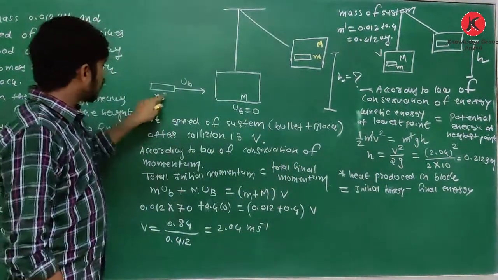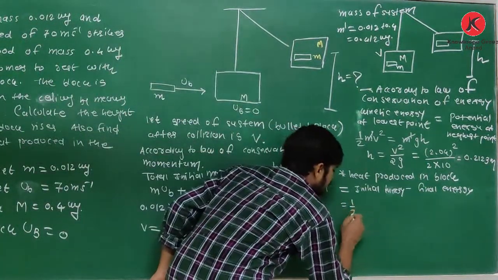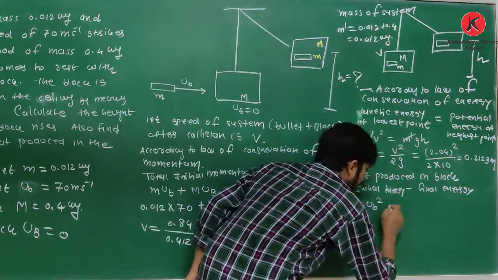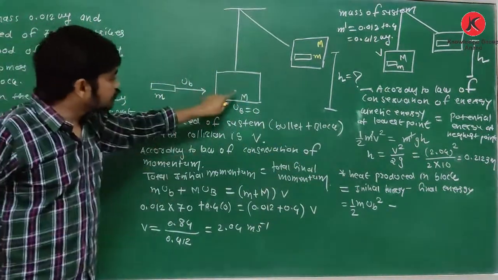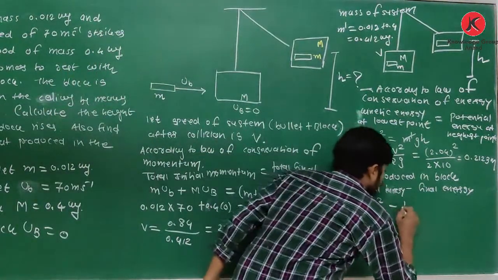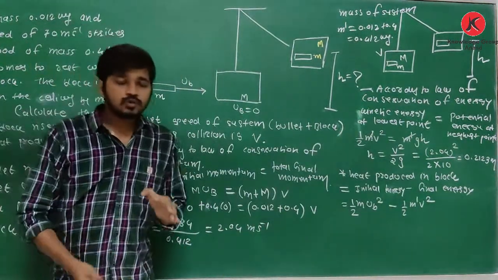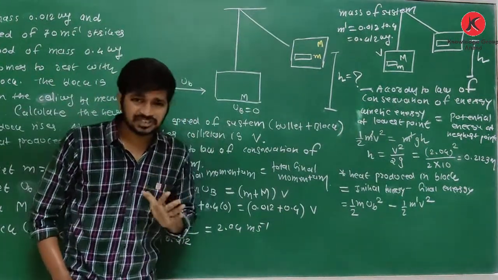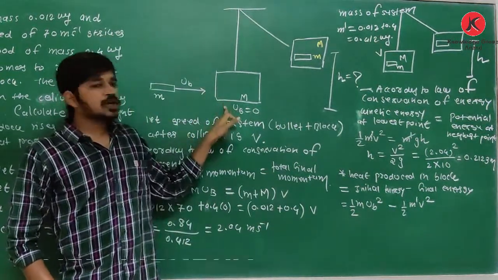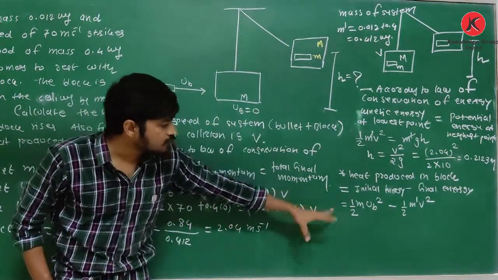Initially, only this bullet is moving. So I can write half m u_v square minus final energy. The block and bullet are moving as a whole, so the final energy is half m dash v square. You have to understand the final and initial situation. Initially the block is at rest and the bullet is moving with mass m and speed u_v, so initial energy is half m u_v square.